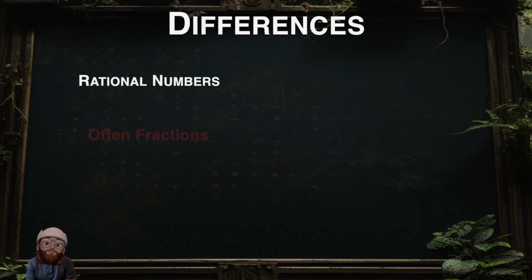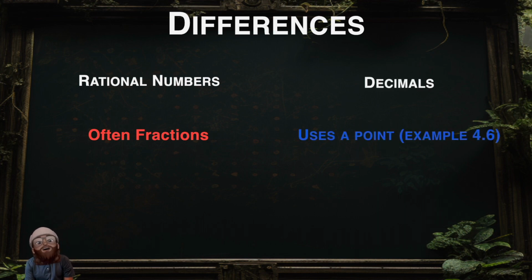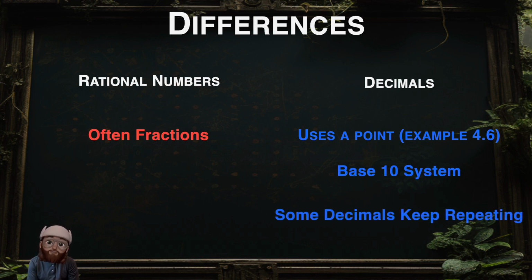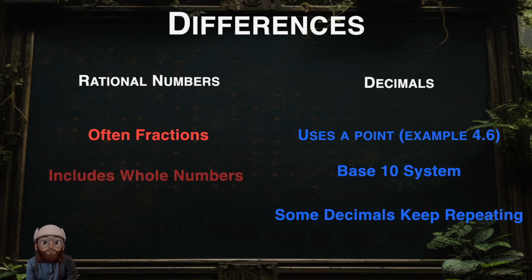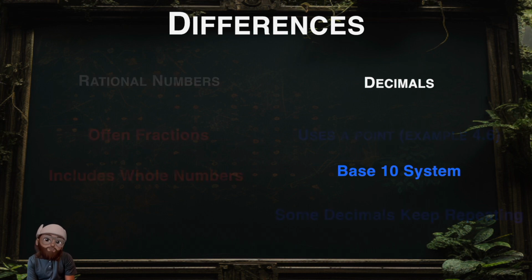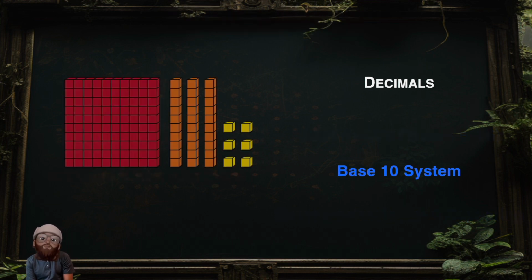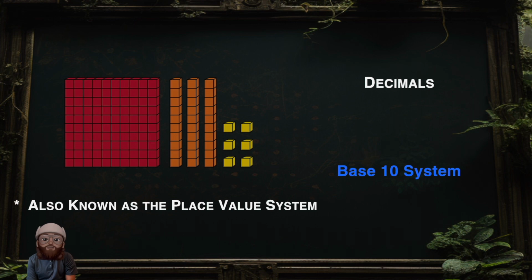While rational numbers are often fractions, decimals use a point and the base 10 system. Not all decimals end or terminate. Some keep repeating. Meanwhile, rational numbers include whole numbers too. Sometimes decimals can be more intuitive because they operate within the base 10 system, which we use daily.